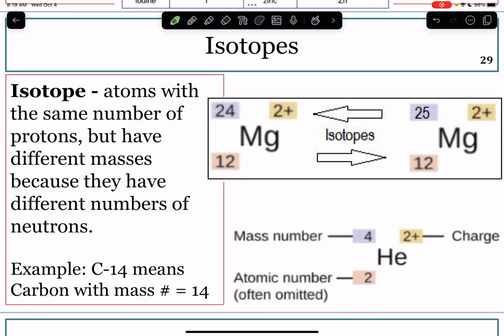In this video, we will talk about isotopes. This is a continuation of 2.3. An isotope is a different atom or a different version of the same atom.